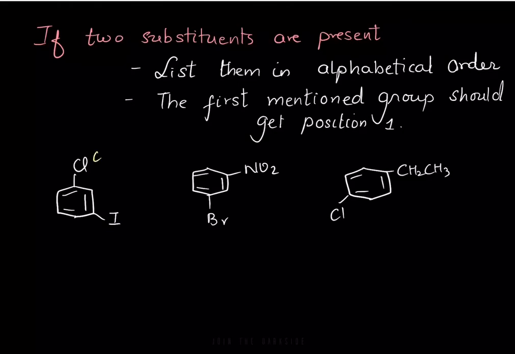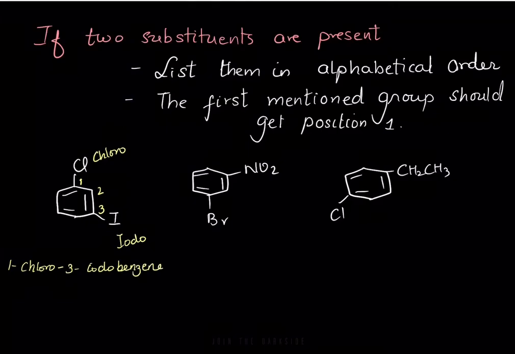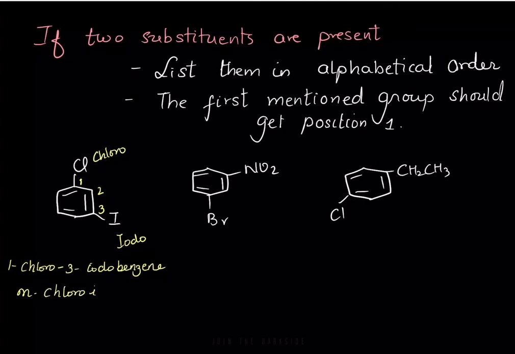So this is actually a chloro group, and this is iodo. So you're going to list them according to the alphabetical order. So chloro is going to come first before iodo. So this should be assigned number 1. So you go in this direction because that's going to give the lowest possible number for iodo. So 1, 2, 3, and therefore it should be named as 1-chloro-3-iodobenzene. Or you can also call this meta-chloroiodobenzene. Both are right names.